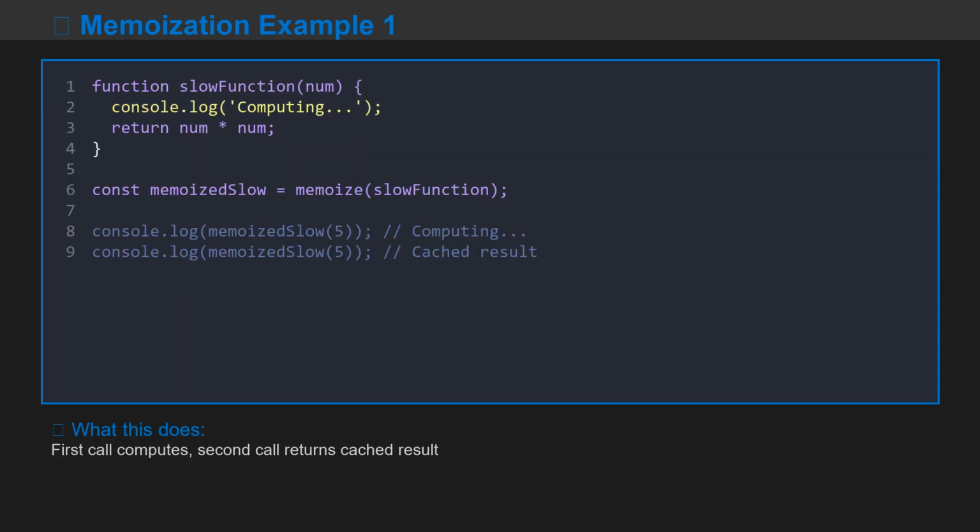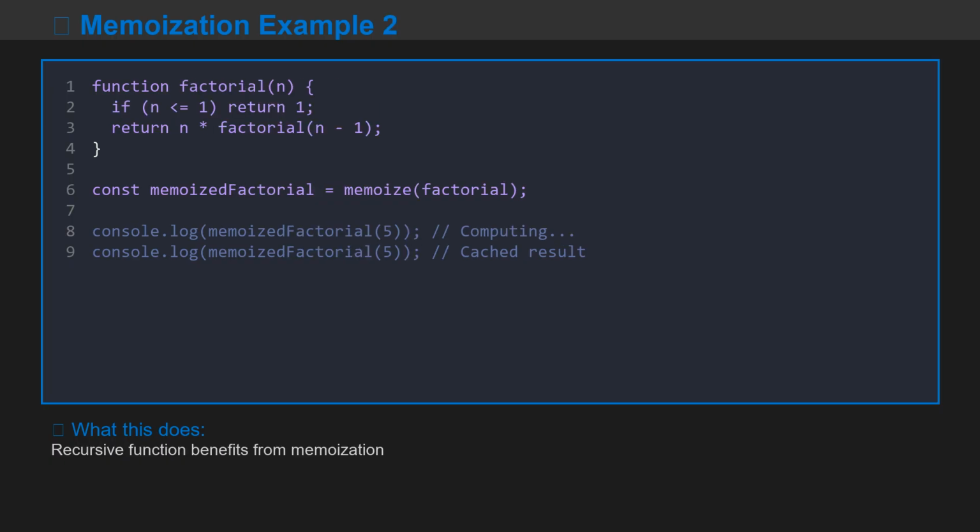Let's see this in action. Here we have a slow function that squares a number. When we first call it with 5, it computes the result. But when we call it again with the same number, it returns the cached result immediately without recomputing.